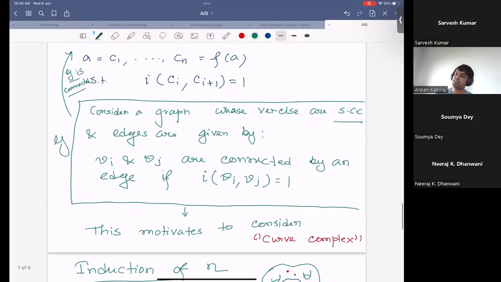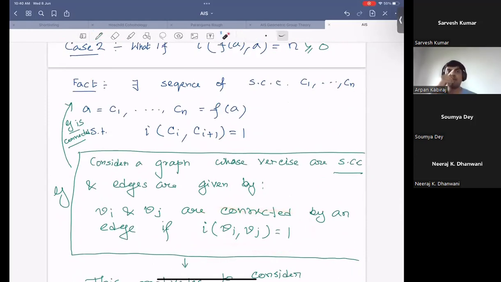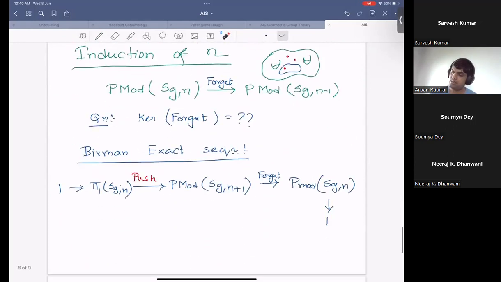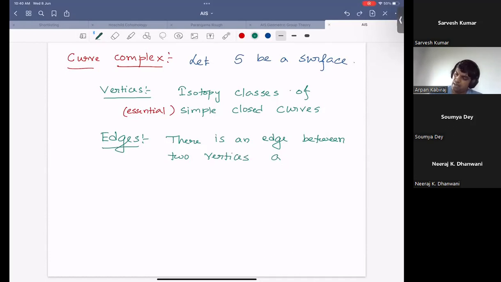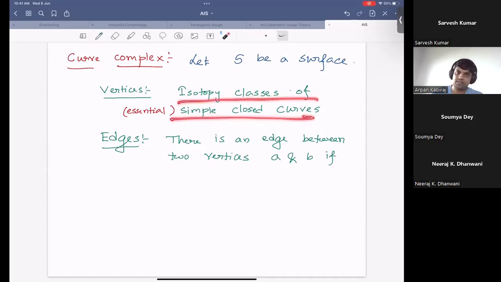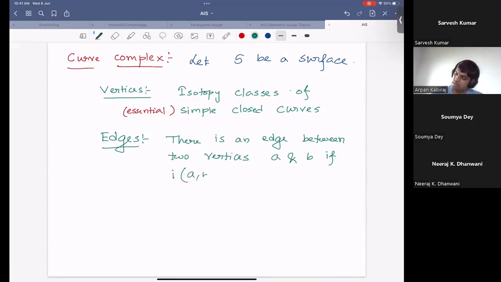Well, remember this is where we started. We wanted this intersection number to be 1. Well, this is fairly complicated. So rather than just doing intersection number 1, we start with intersection number 0. Just take disjoint curves, the easiest case, and then we will increase the intersection number. Okay. So let me write it in this terminology. There is an edge between two vertices A and B. Remember, A and B are isotopy classes of simple closed curves. So you take two vertices, A and B. A is an isotopy class, B is an isotopy class. Then there is an edge if the geometric intersection number i(A, B) is 0. Okay.